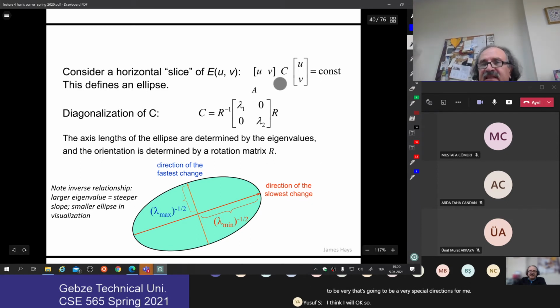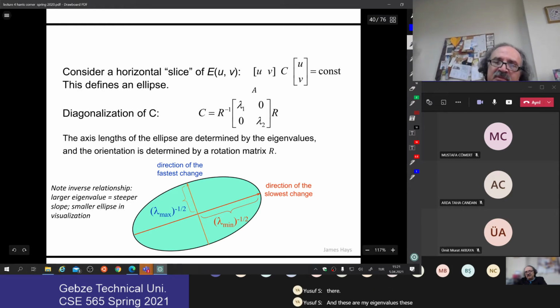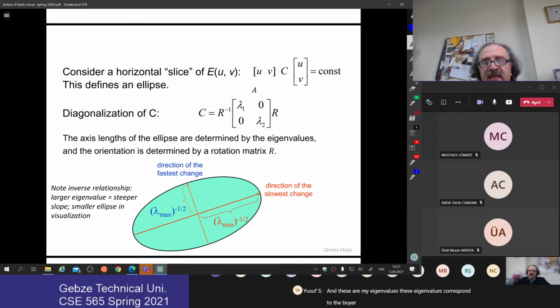That's the formula that we have: UV times this 2 by 2 matrix times UV, equals a constant. So as I said before, this defines an ellipse. And it turns out that if you decompose the C into a rotation matrix, the inverse of the rotation matrix, and a diagonal matrix, these are my eigenvalues. These eigenvalues correspond to the diameters of the ellipse.